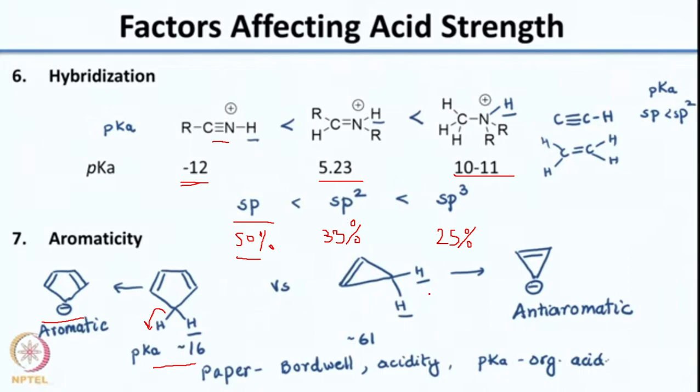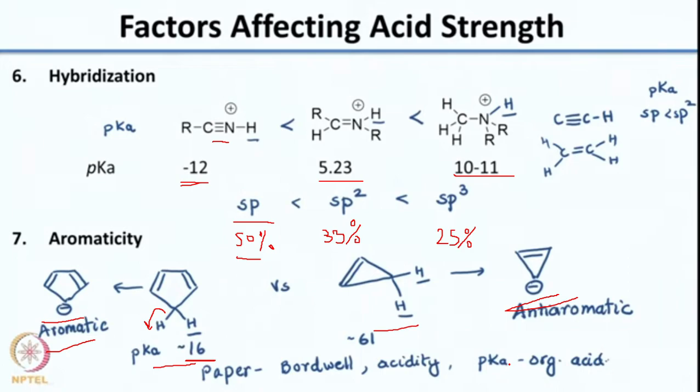Because of stability, this is more acidic compared to this one. Now talking about this case, the intermediate after proton elimination will become anti-aromatic. Anti-aromatic is least stable compared to aromatic. That's why the pK value will be higher in this case, giving less stability and less acidity. So I hope this seventh factor is also clear to you. If you want to know more about aromaticity, you can see the Bordwell acidity paper, where the pK values of organic acids are compared.